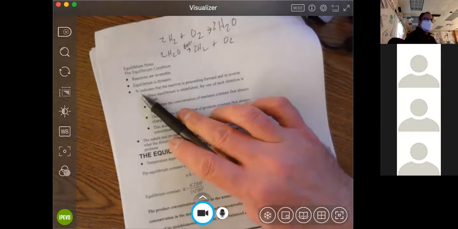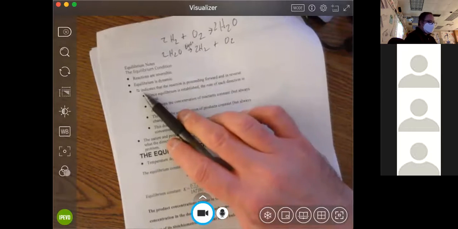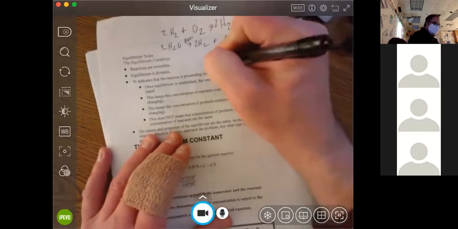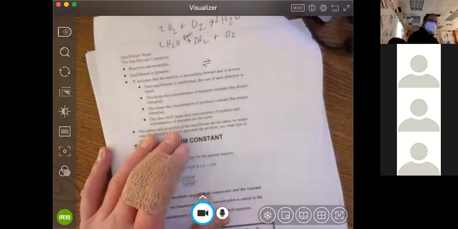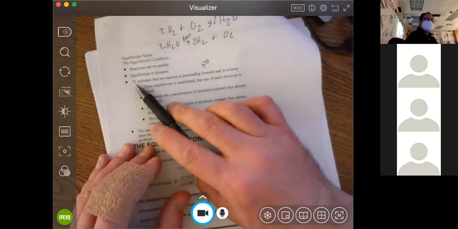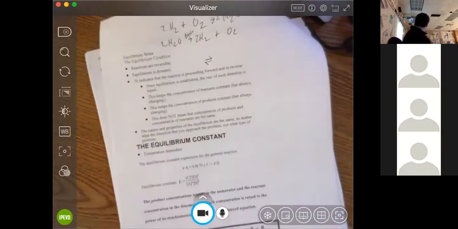Instead of using a one-way arrow, we indicate it with a two-way arrow. A lot of times you'll see it written like that, but this is the one that the computer likes.